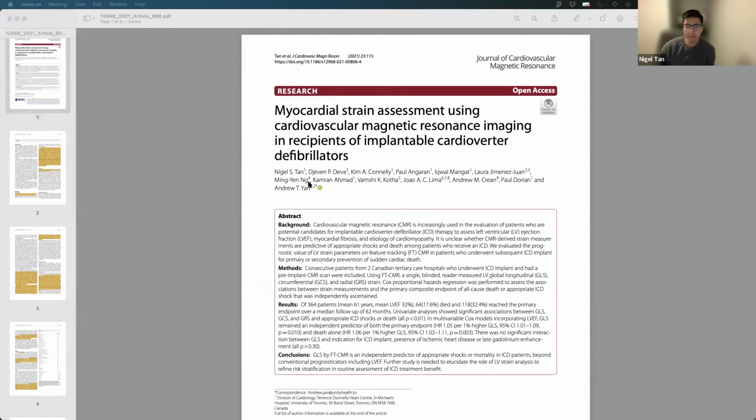Thanks for the introduction, Matthias. Can everybody hear me okay? Yes, sounds great to me. Okay, terrific. So I'm just sharing the screen here. Hopefully you can all see the PDF. Can you zoom in a little bit?